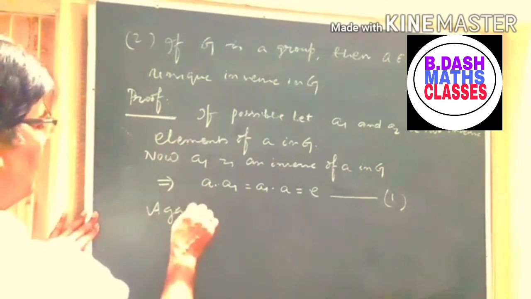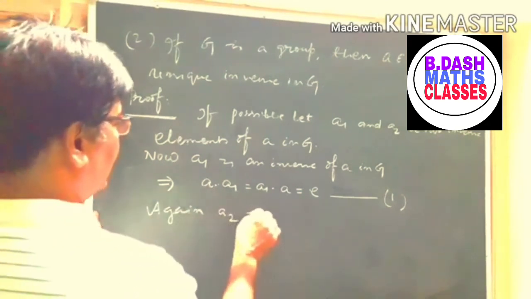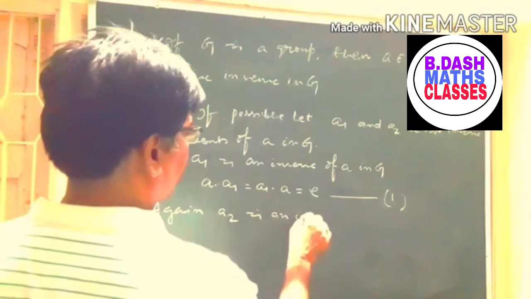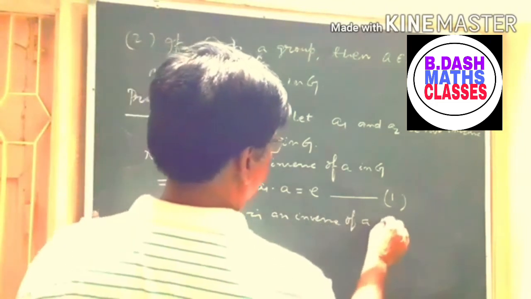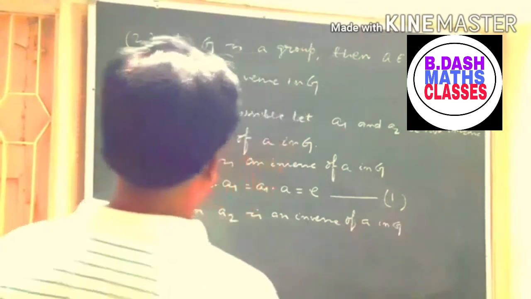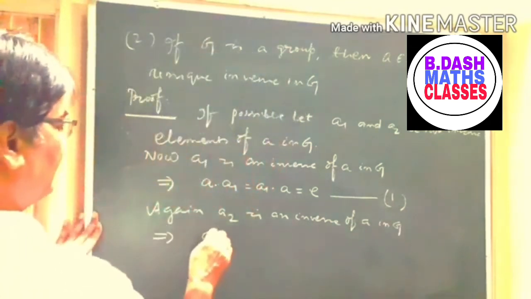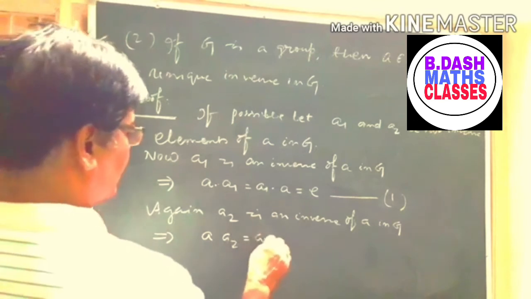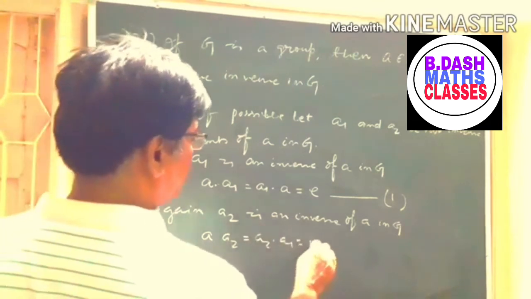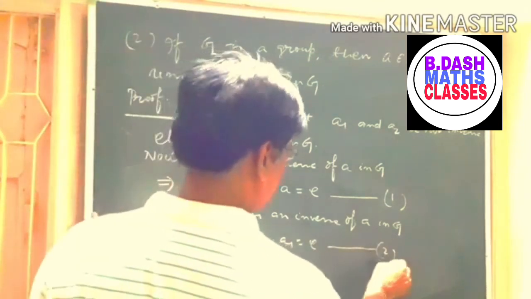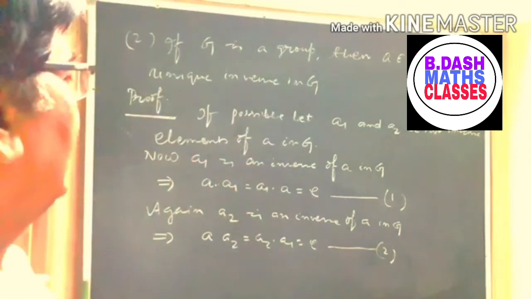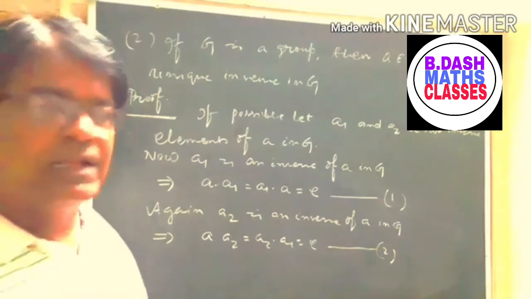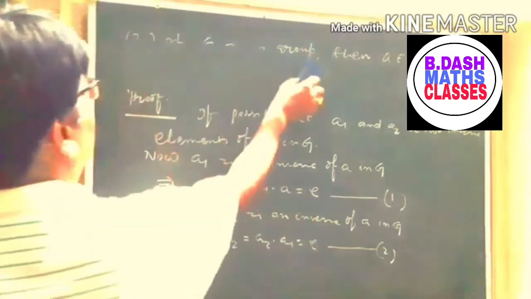Again, A2 is an inverse of A in G. So this implies A into A2 is equal to A2 into A is equal to also E. This is equation 2. So now we have to show that A1 is nothing but A2. So let us prove this.